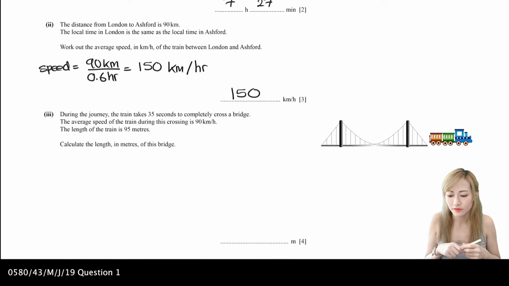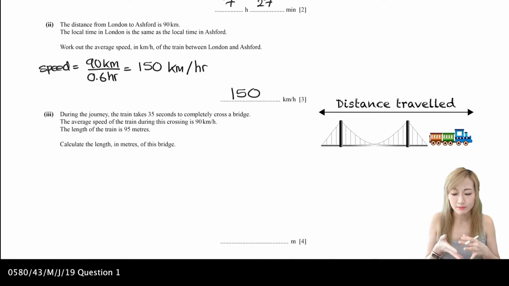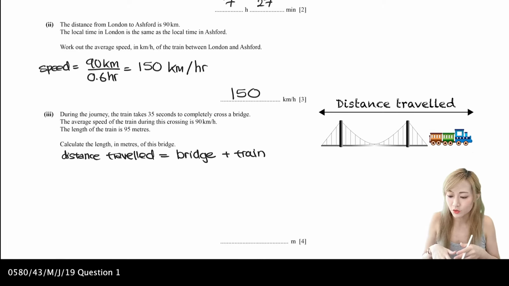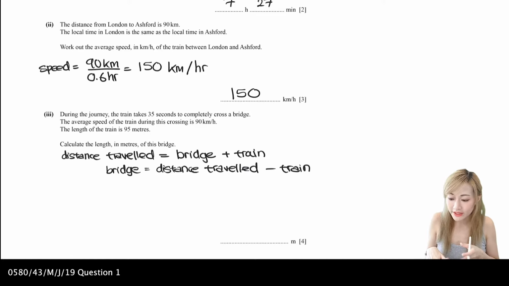So, therefore, the distance traveled in the 35 seconds in the question must be the distance of the bridge and the distance of the whole train. So the distance traveled would equal the bridge plus the distance of the train. So we can find the length of the bridge by doing distance traveled minus the length of the train. And the question already gave us the length of the train, which is 95 meters. So all that's left is to find the distance traveled in the 35 seconds it used to cross the bridge.